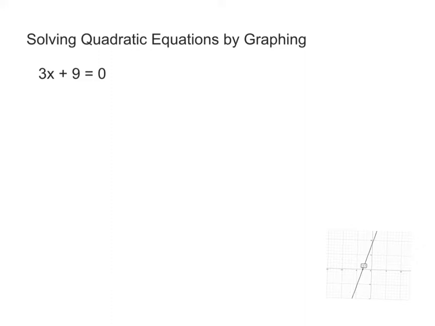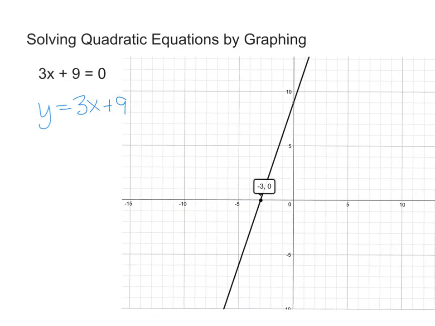And if we're going to solve this one by graphing, although you can easily solve it algebraically as well, what you're going to do to solve it graphically is make sure you have a 0 on one side, which we do already, so we don't need to manipulate anything, and then replace the 0 with y to graph the related function. So the equation is 0 equals 3x plus 9. The related function is y equals 3x plus 9. And then graph that.